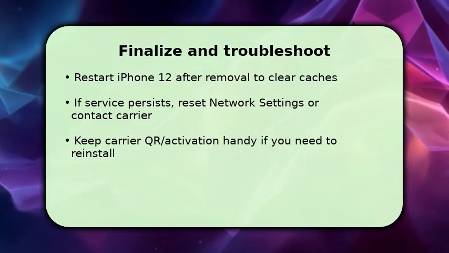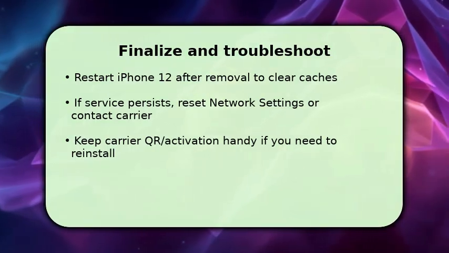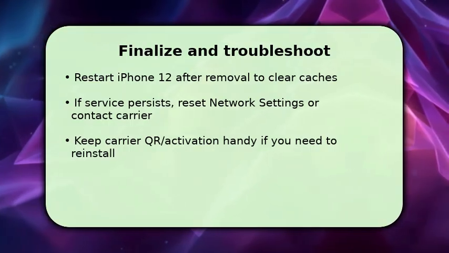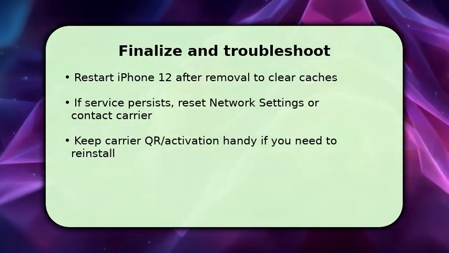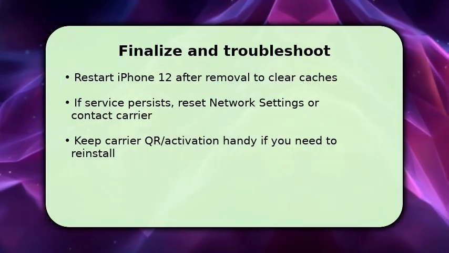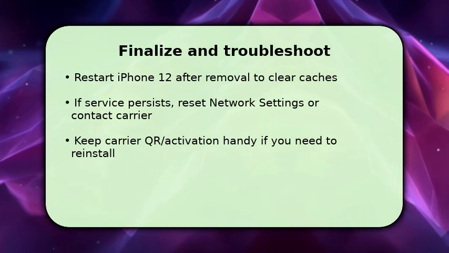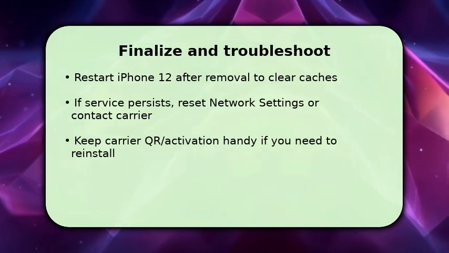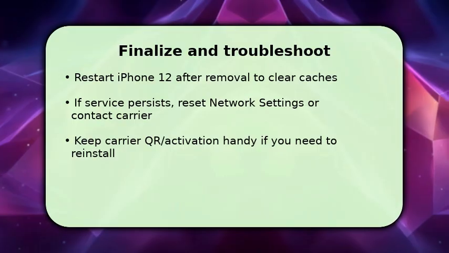If the eSIM still shows or service behaves oddly, reset network settings to refresh profiles. This resets Wi-Fi passwords, so have them ready. If problems persist, contact your carrier and request they deprovision the eSIM on their end, while you provide the device IMEI.